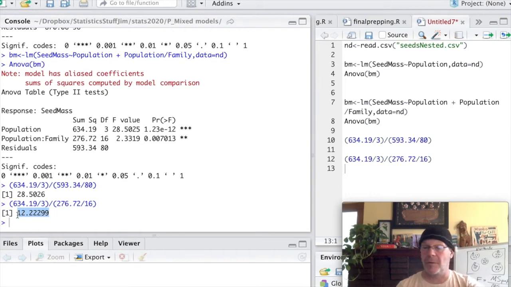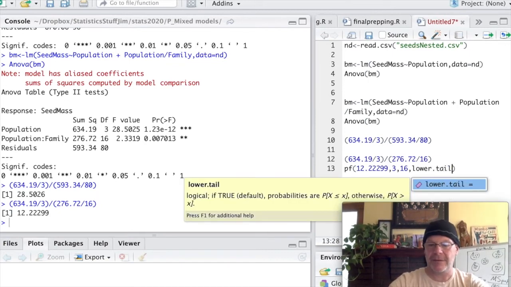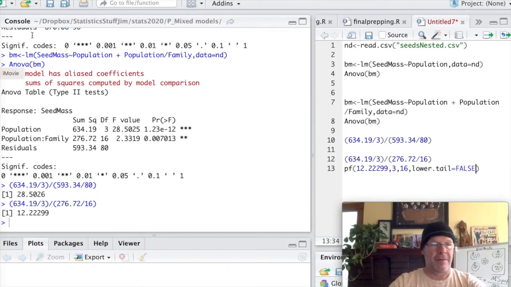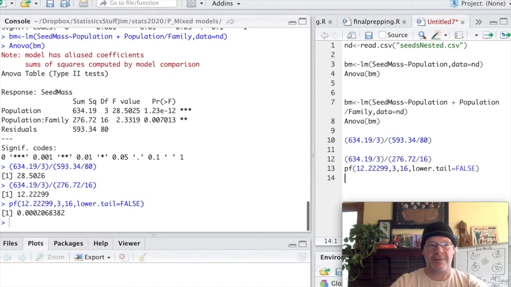And now if we wanted to get the correct p-value for that, we would use the cumulative distribution function for an F. We'd give it the value, which is 12.22 something, with 3 and 16 degrees of freedom, lower tail equals false. And there we have it. There is the actual correct p-value.